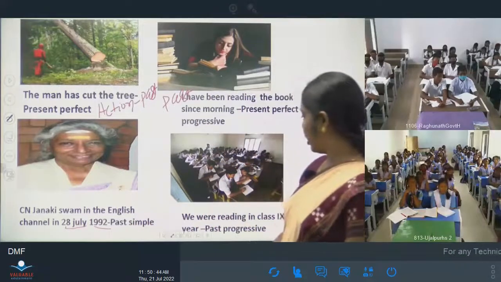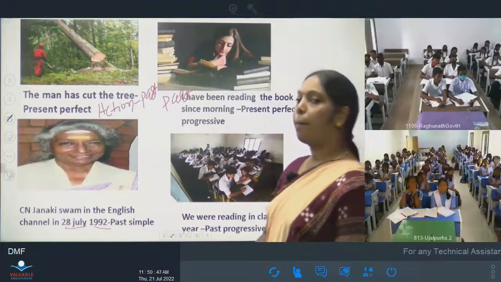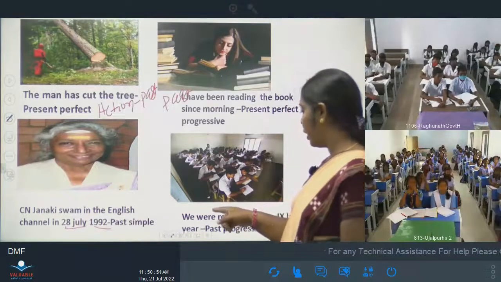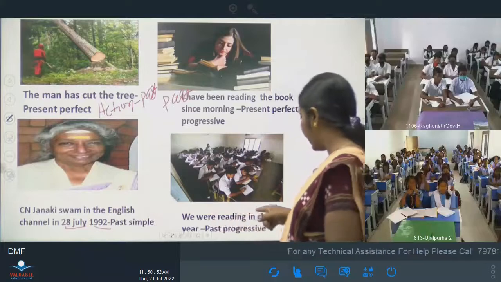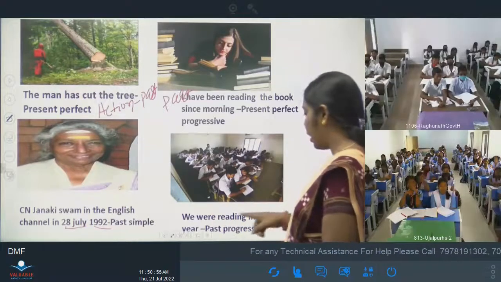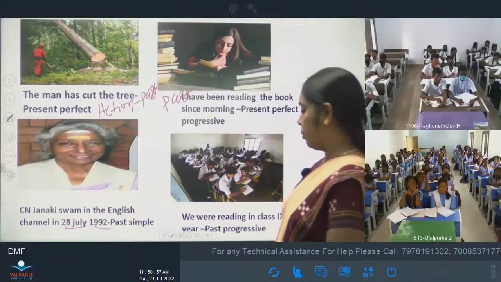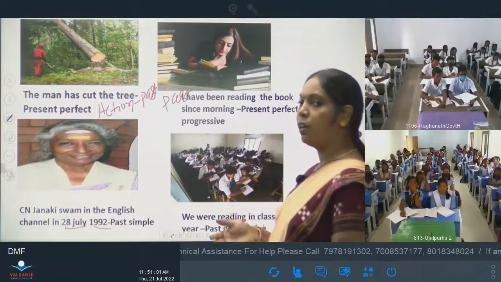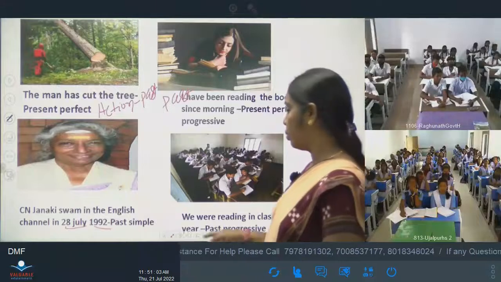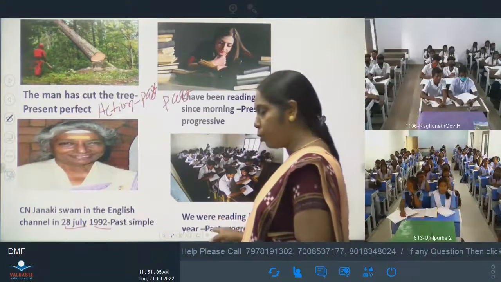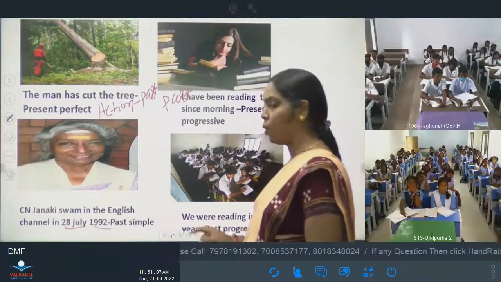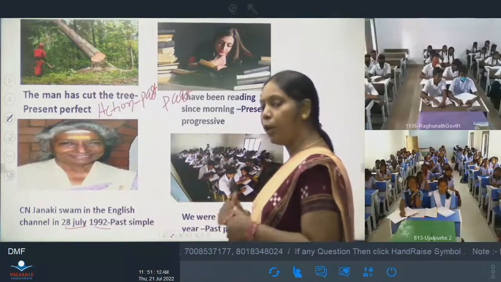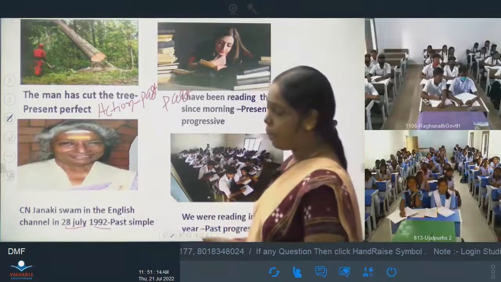Now this is a sentence from the past progressive tense. Here you see, we were reading in class 9 last year. In the past the work was going on for some time. So this is a sentence from the past progressive tense. Here also the action started in the past and it went on for some time in the past.